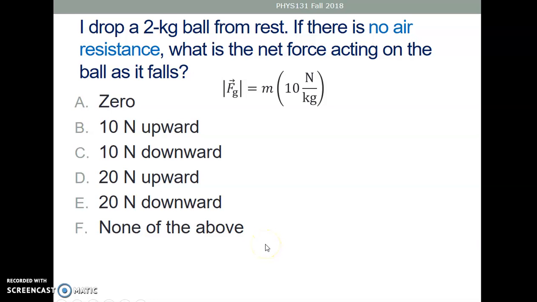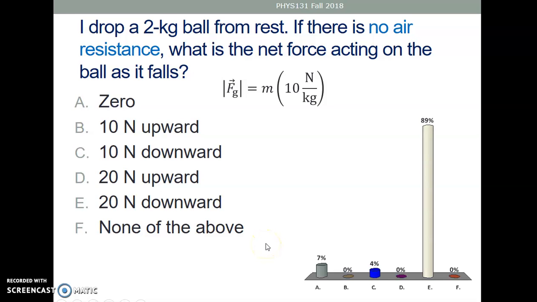Alrighty, 3, 2, 1, let's get the answer. And E was the most popular answer because it is in fact the correct one. Okay, you multiply 2 kilograms, put that in for M, by 10 newtons per kilogram. Basically, this G is just telling you how many newtons of force there are for every single kilogram of mass in the object, and that tells you the strength of gravity.